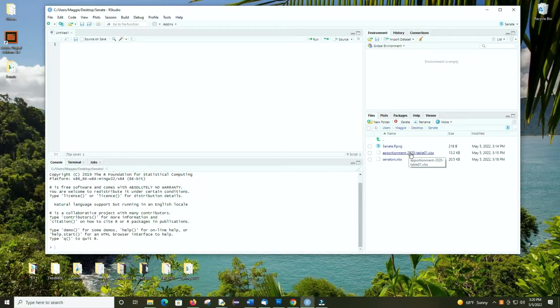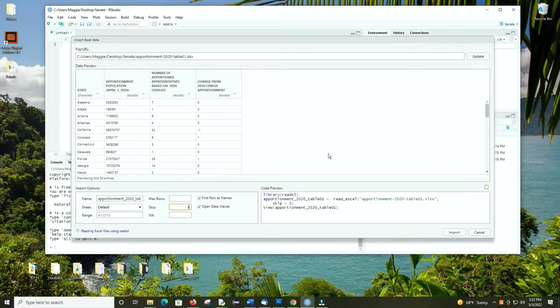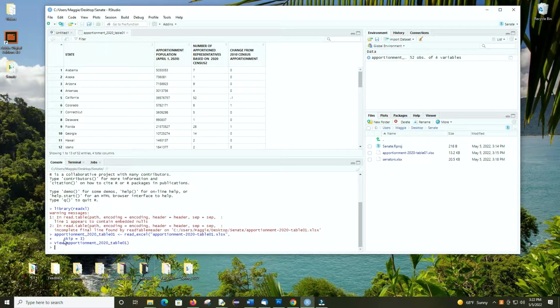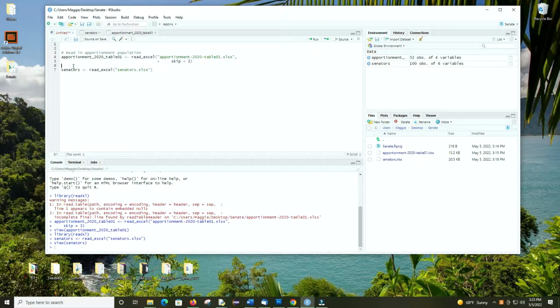Let's go ahead and read these in. So we'll import them. Throw that in here. Okay, so we're gonna read in the apportionment population. And now let's read our senators in. Let's call this one just population. We can call it population 2020.